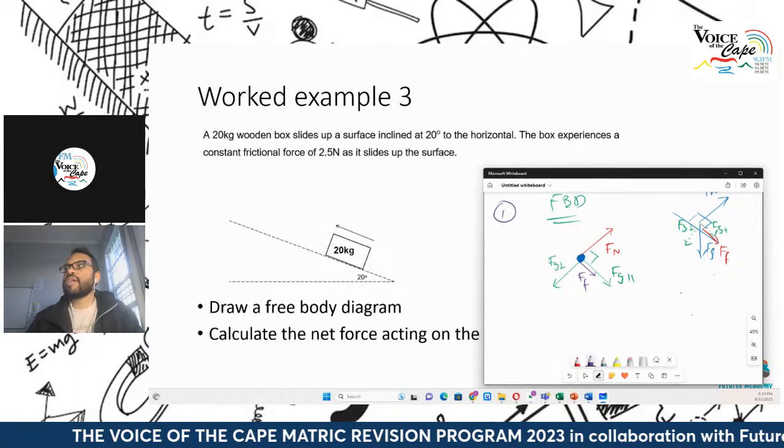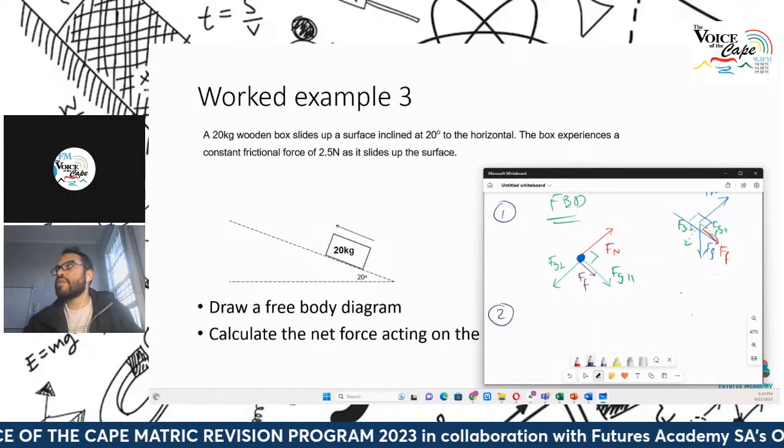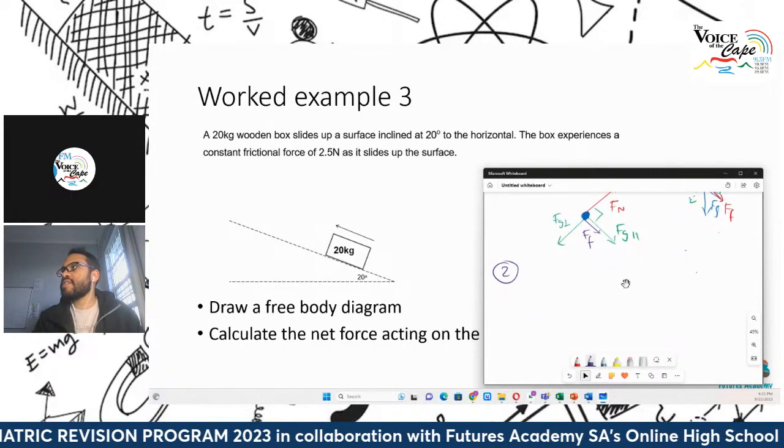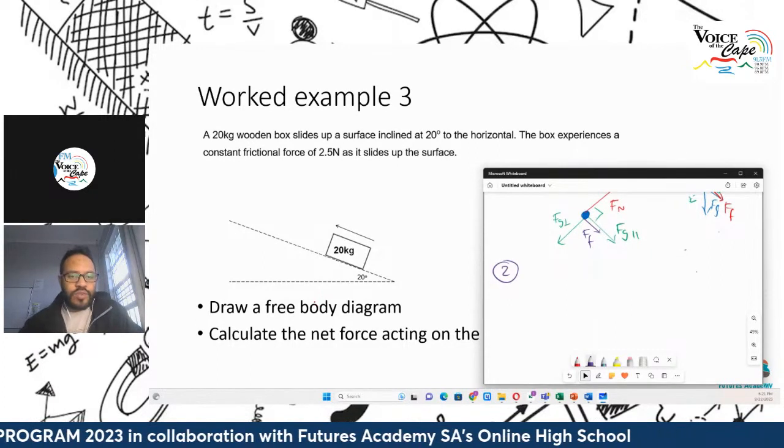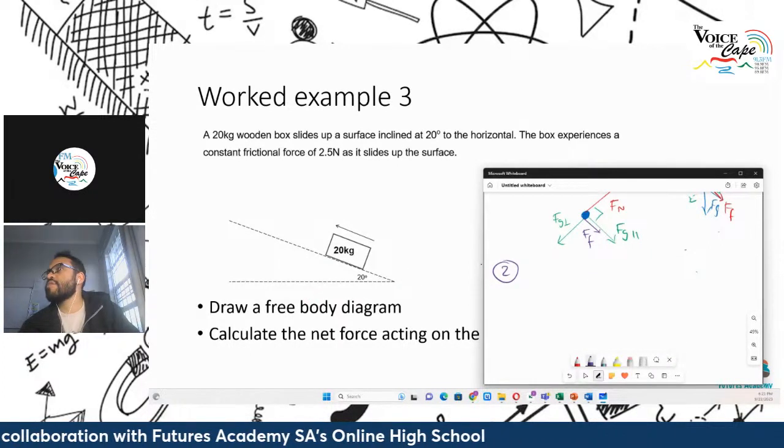Let me see question number two. Calculate the net force acting on the object. So question number two. So let's just consider the forces here. Well, the net force will be just the forces we see, the purple and this component over there.